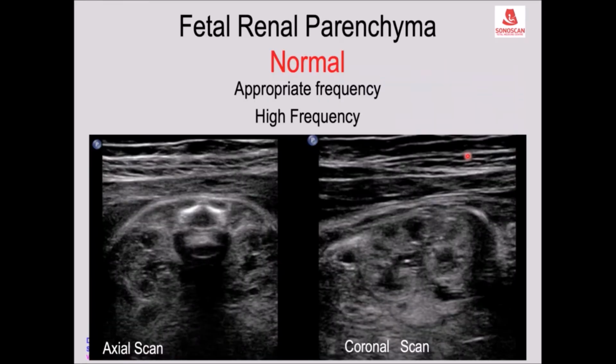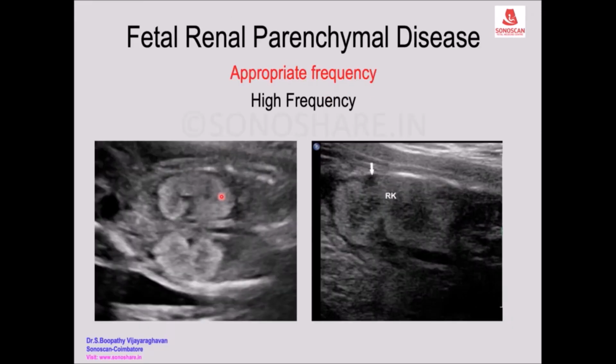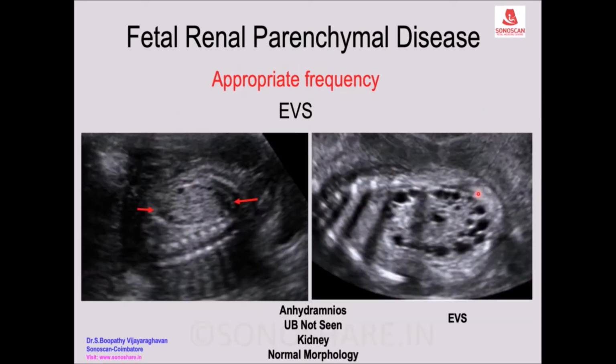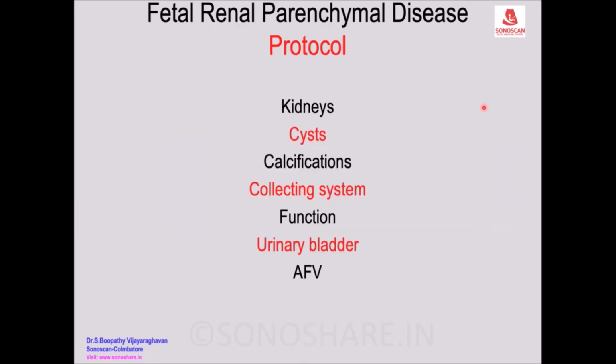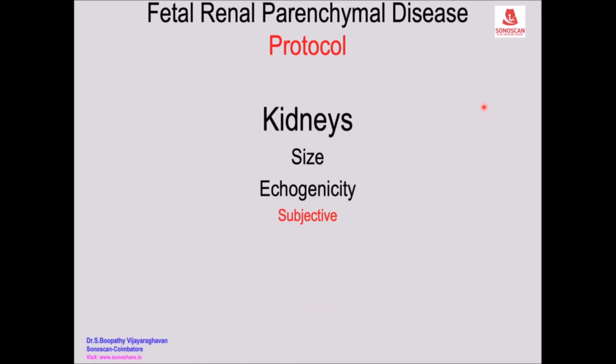In the first trimester, we can also use the high frequency scan to get better detail. Even in the anomaly scan, if necessary, we can do it transvaginally. When you use the high frequency, you see the enhanced corticomedullary differentiation, and you are able to pick up macroscopic cysts. You get better detail with the EVS. So here you know what the typical appearance is, and look for the urinary bladder and assess the amniotic fluid volume. Look for associated anomalies.